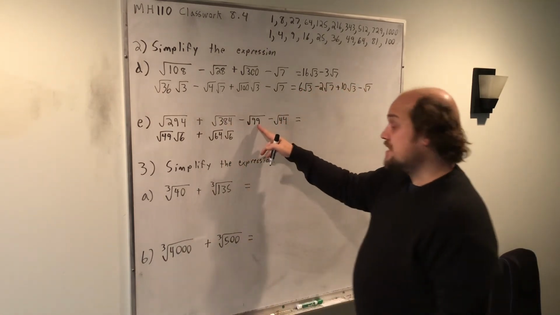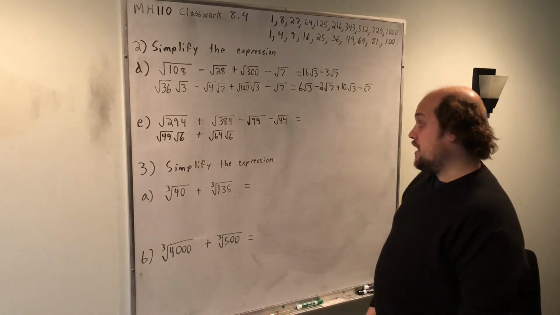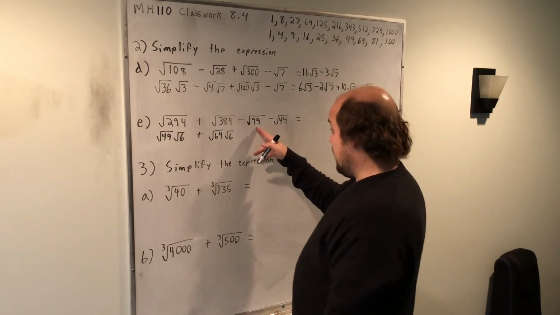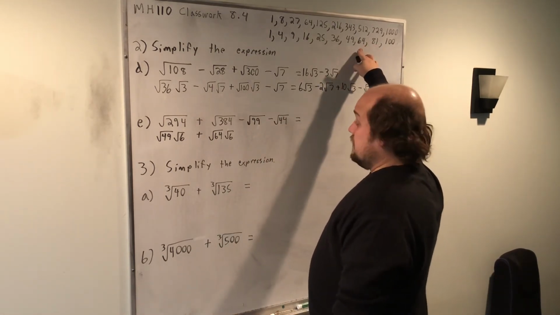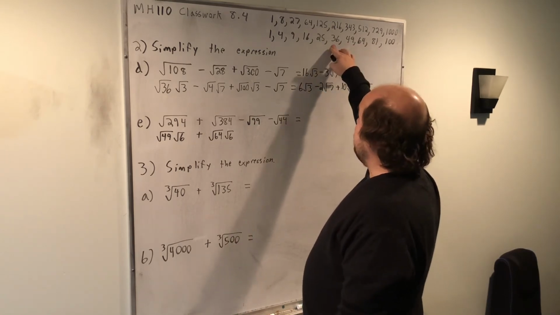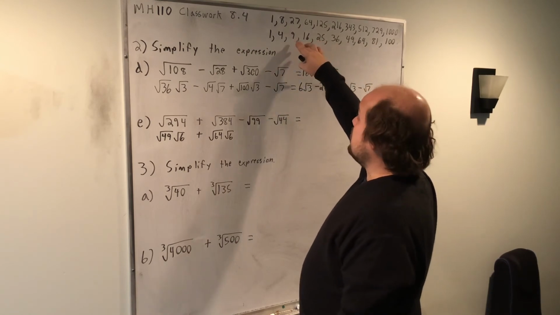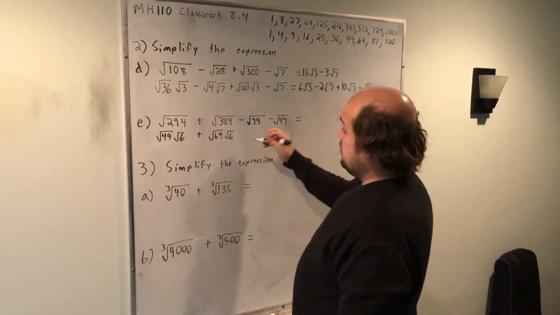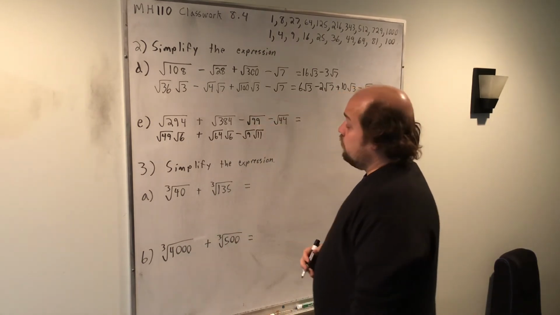When I try and put the 6 into 99, it doesn't work. So I realize there's a different like term that I'm dealing with here with the 99. I try 81, it doesn't go in evenly. 64 doesn't go in evenly. 49 doesn't go in evenly. 36 doesn't go in evenly. 25 doesn't go in evenly. 16 doesn't go in evenly. 9 does. Specifically, I can break this down to the root of 9 times the root of 11.